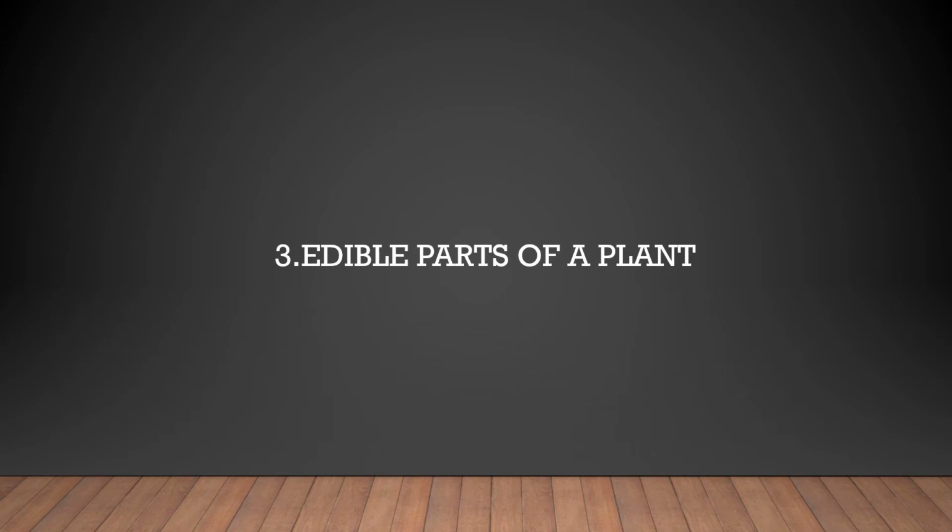Apple is a fruit. Now, edible means eatable. What is the word meaning of edible? Yeah, eatable. Clear? Very important word. It is given in brackets in your NCERT textbook too. Edible means eatable. So it is not only the fruit portion of a plant that is edible.